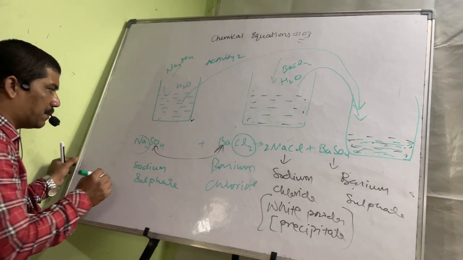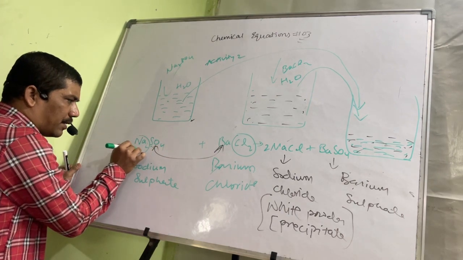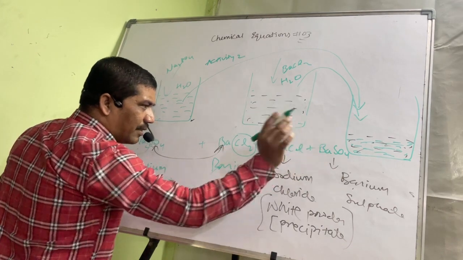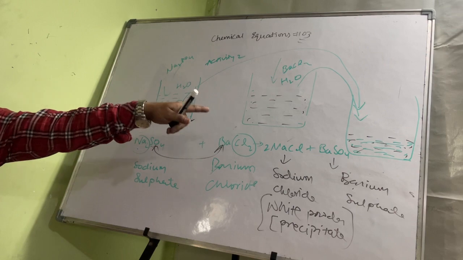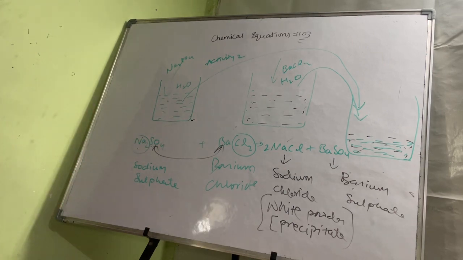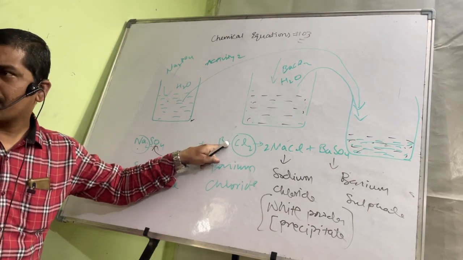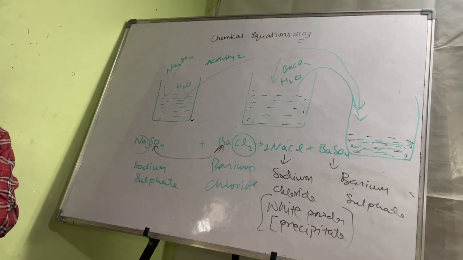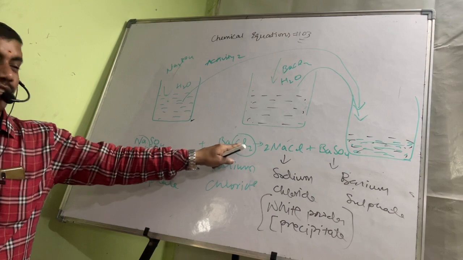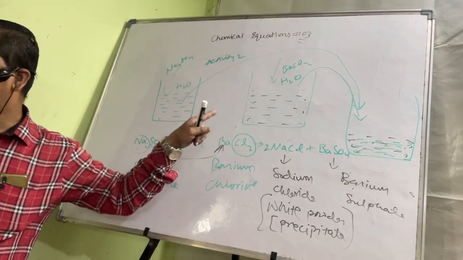In this, you see, the sulfate which was with sodium earlier is now combined with barium. So one compound has changed, right? Chlorine was with barium, but now it combined with sodium. So it also changes place.